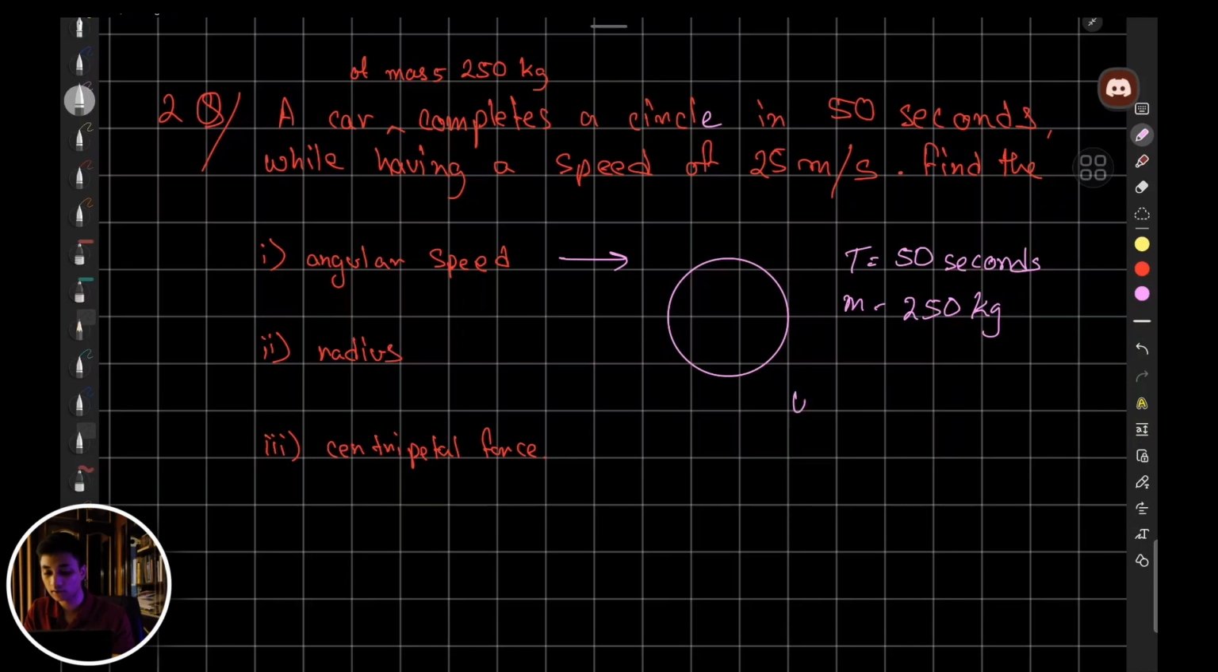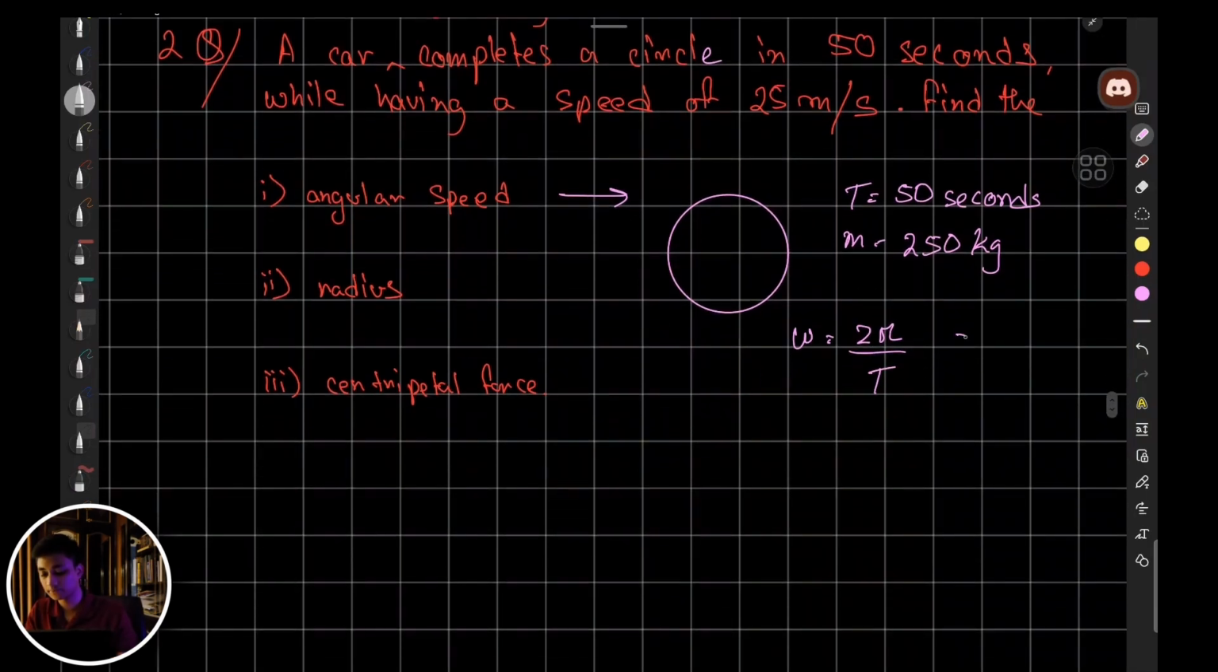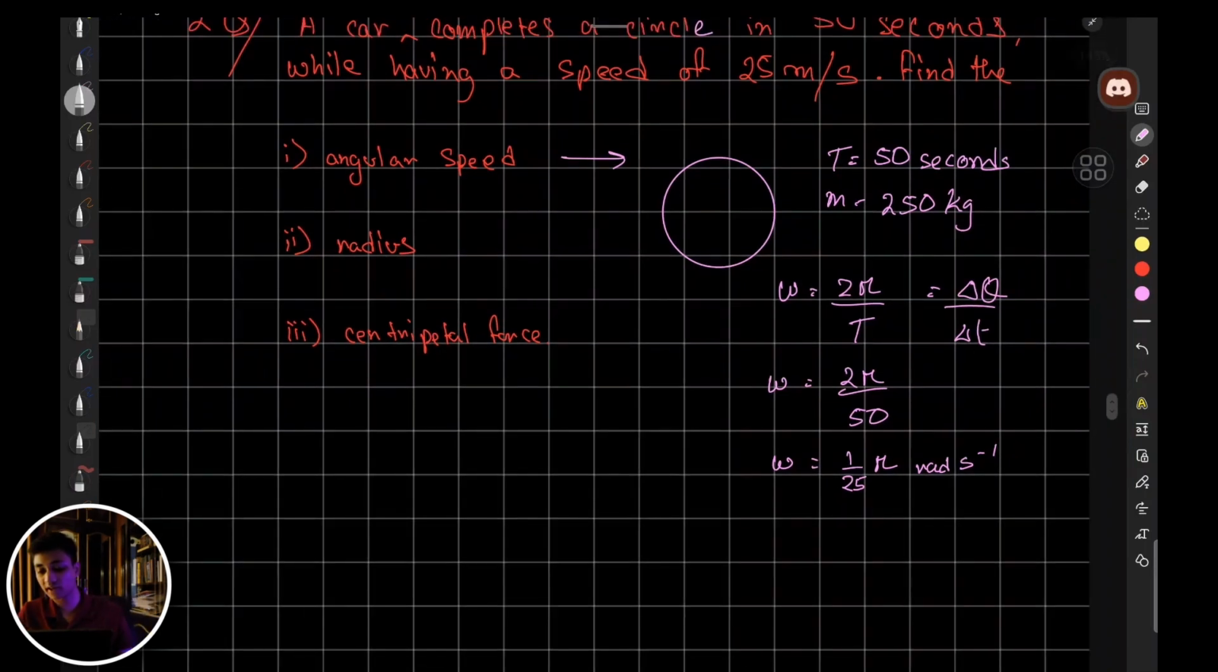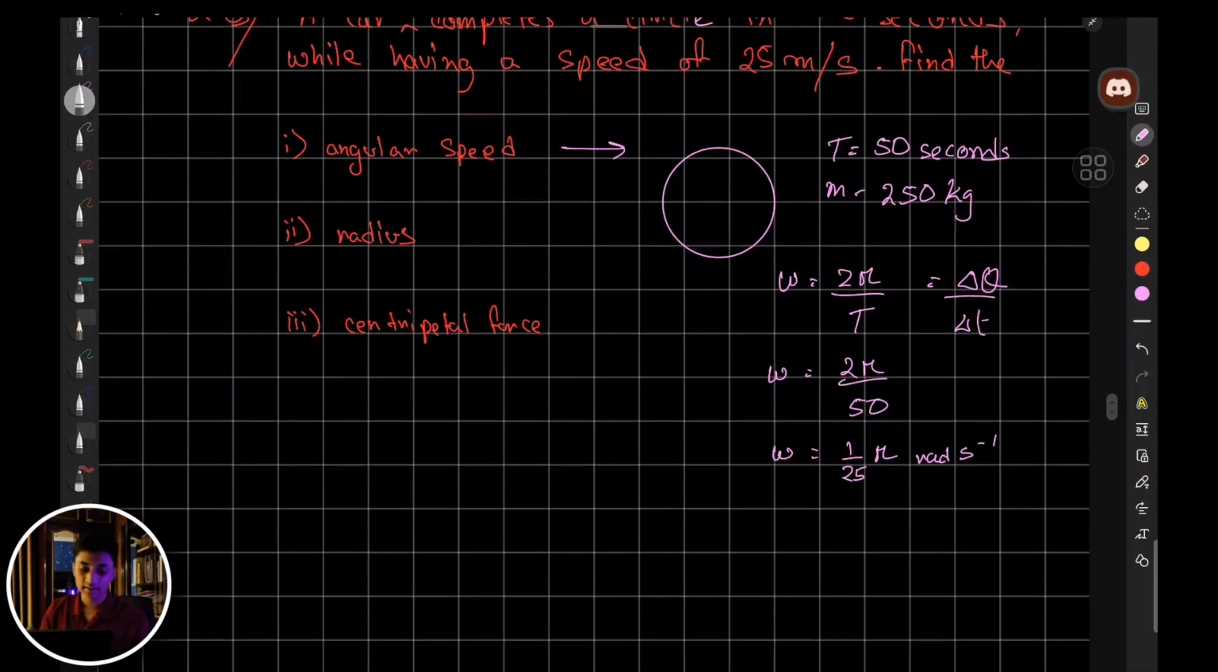If you remember the formula, omega, if you know the time period, is 2 pi by T. This is one formula, and the other is del theta by del t, change in angle by change in time. Therefore, we know 2 pi by 50 seconds. Therefore, omega is going to be pi by 25 rad per second. Okay, this is the angular speed. Next, let's figure out the radius.